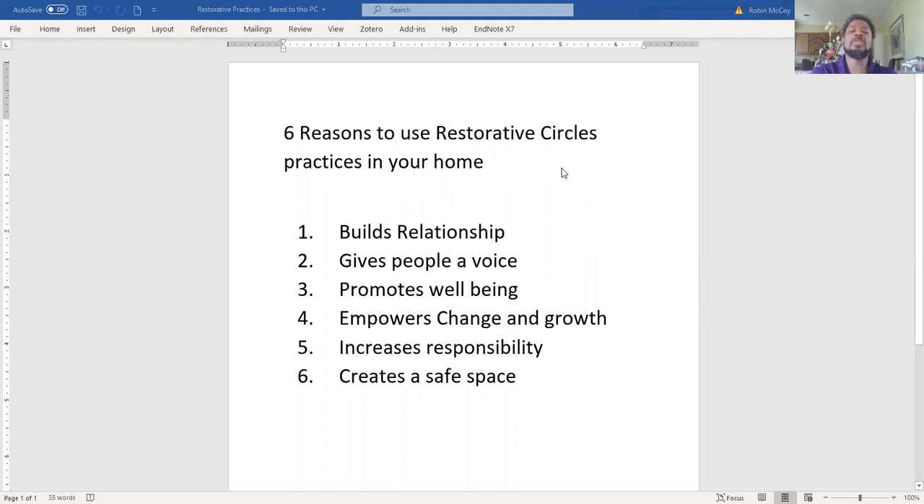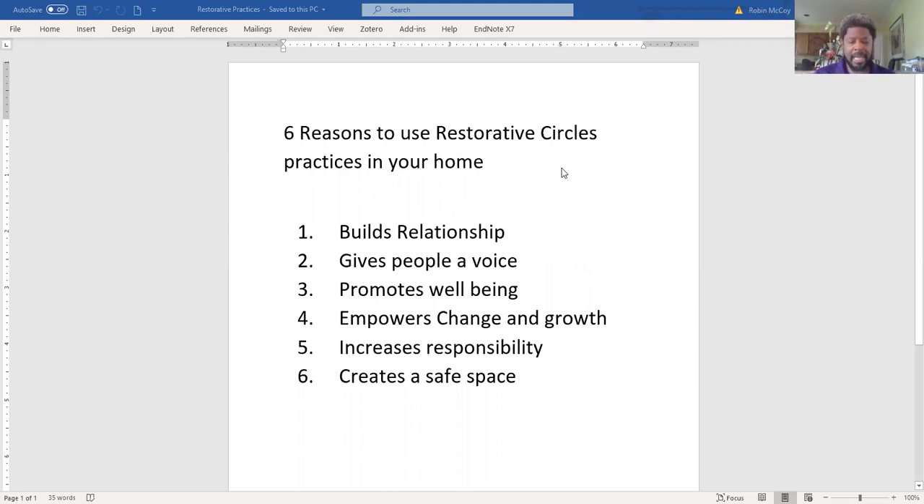Okay. All right. So 6 reasons to use restorative circles practices in your home. The first thing you want to do, actually, let me talk about it first. What you want to do is have everyone sit in a circle. And then when they sit in a circle, they can be comfortable. You don't want to be too close, but be in a comfortable position. And then you want to get something like this. It doesn't have to actually be this, but you want to have a talking piece.